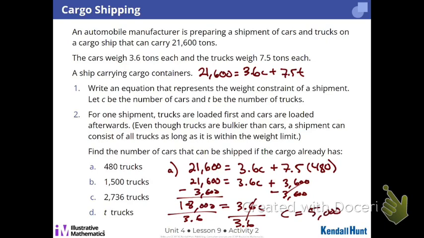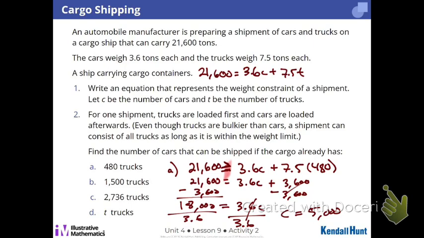5,000 cars. In fact, here's something else I saw in the other classes I loved. Check this out. Look for the difference. I'm going to do it right here. The thing I saw other classes do is this. They could have up to 21,600. I saw some people using inequality today, and I like that too. Now, if I had to do this for 1,500 trucks and 2,736 trucks, I totally can. And it's not too hard.